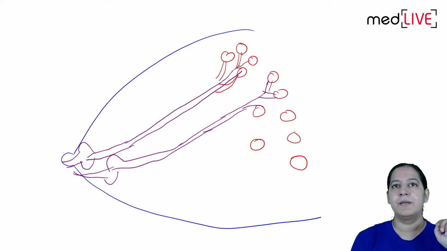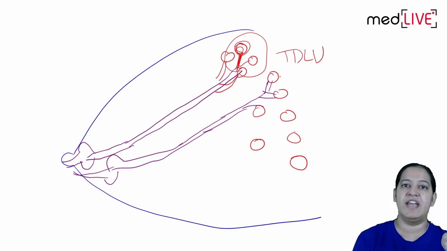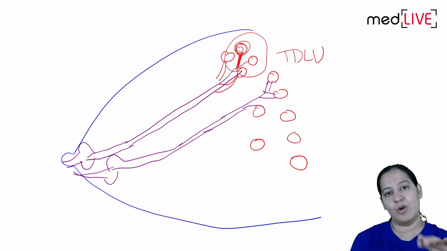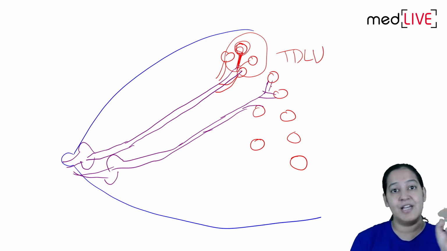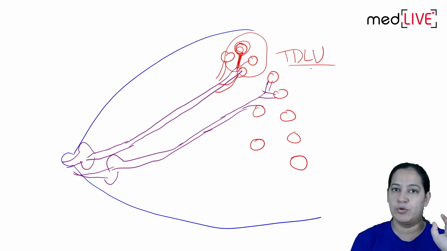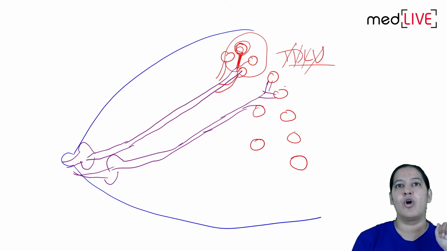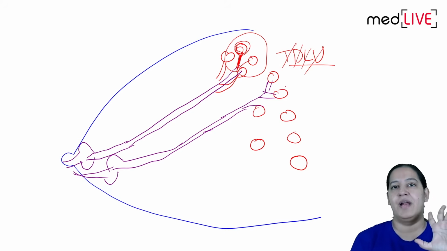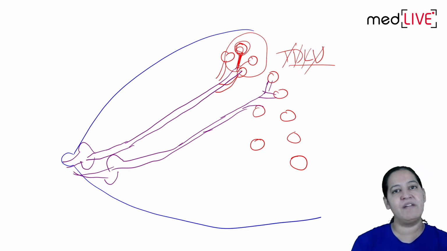Now listen, again I am telling you, multiple ductules open in a terminal duct. This is known as TDLU, terminal duct lobular unit. This is one TDLU. TDLU is the functional unit of the breast, like the glomerulus is the functional unit of the kidney and the acinus is the functional unit of the lung. You should know the full form, terminal duct lobular unit. So multiple ductules open in one terminal duct, multiple terminal ducts open in the lactiferous duct, and lactiferous ducts open in the nipple via the lactiferous sinus.